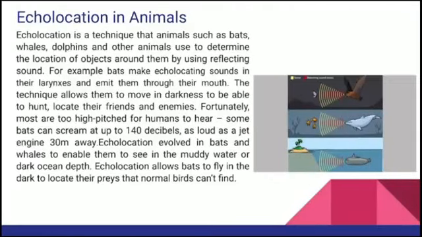Echolocation is a technique that animals such as bats, whales, dolphins, and others use to determine the location of objects around them by using reflected sound. For example, bats make echolocating sounds in their throats and emit them through their mouths. The technique allows them to move in darkness to hunt and locate their friends and animals. Fortunately, most are too high-pitched for humans to hear. Some bats can scream up to 150 decibels, as loud as a jet engine 30 miles away. Echolocation evolved in bats and whales to enable them to see in muddy water or dark ocean depths. Echolocation allows bats to fly in the dark to locate prey that other birds can't find.